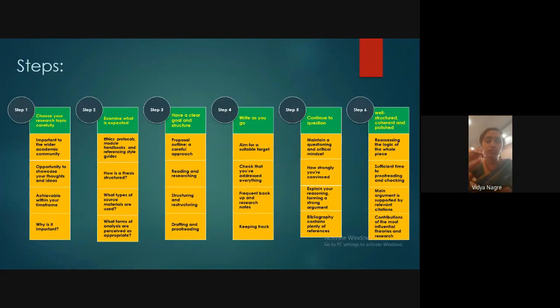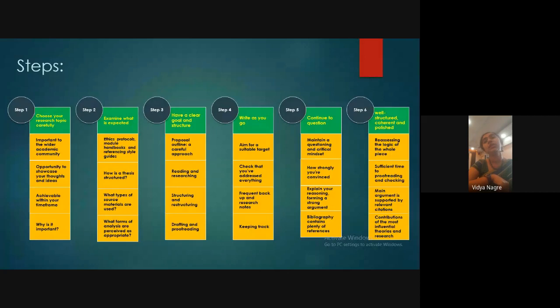So will I go for interview methods or will I study only government reports? Will I go for field work, stay with them, live their life, and then conduct my research? All these kinds of things you have to go for before you start your research. You have to plan all these route maps.